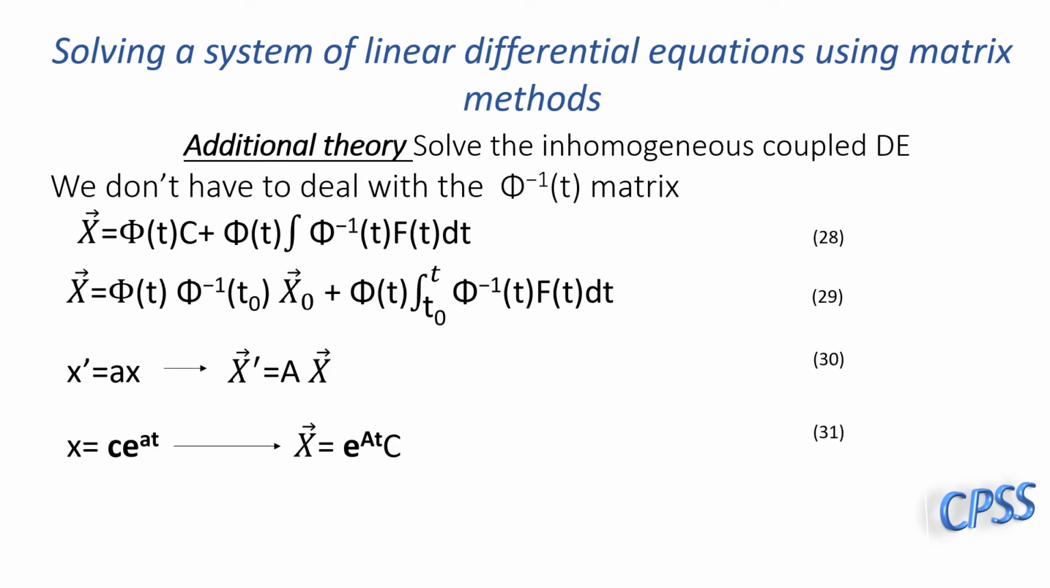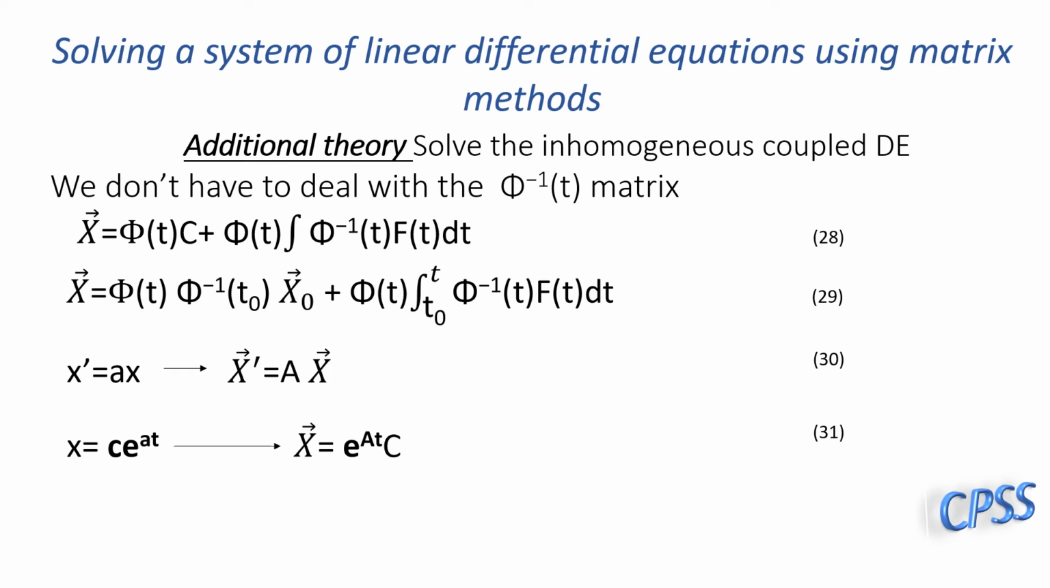Okay. Now you look at equation 28 and in equation 29, you can see the comparison. Compare the two and see the difference. Indefinite 28, definite 29. So what else can we do? This is additional theory. What else can we do with this?